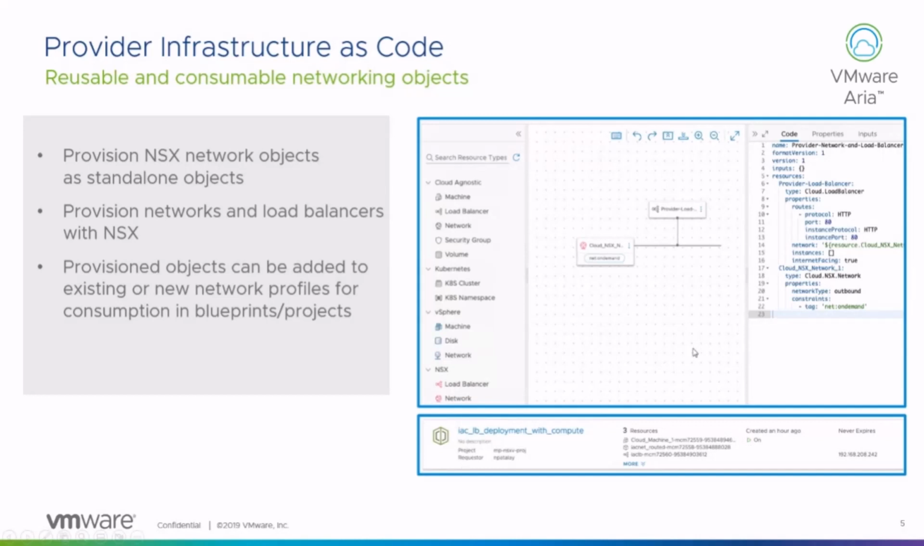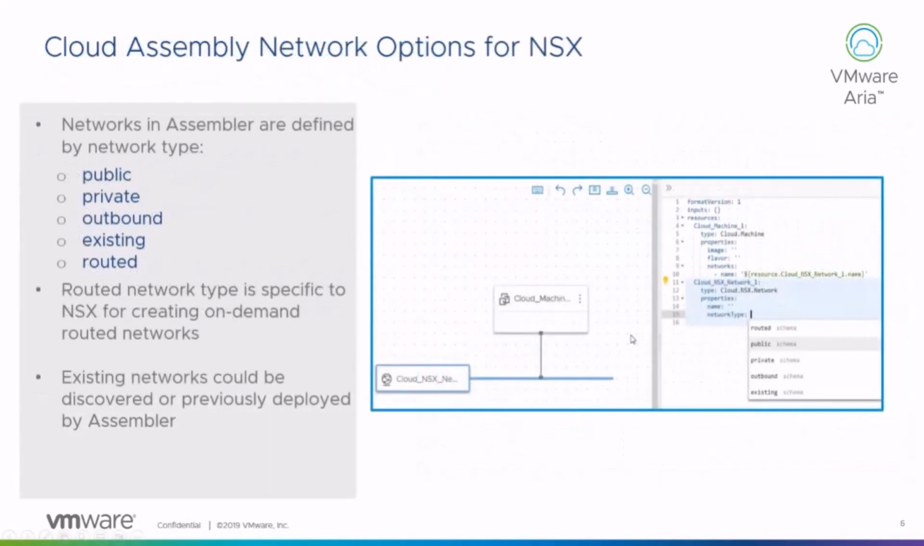So we can see on the right side of the screen that we have a template where we drag and drop a load balancer and attach it to a network. And this load balancer is now Aria Automation provisioned. So it's an object that I can use in either the network profiles or refer to when I'm creating, for example, a load balancer, and I don't want to create new ones, and I want to use an existing load balancer that I provisioned via this provider infrastructure code within the template. So that's one use case.